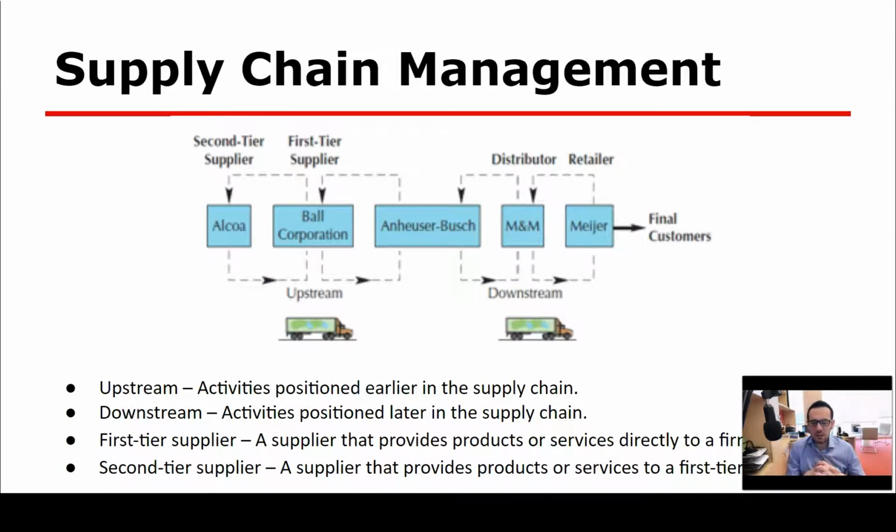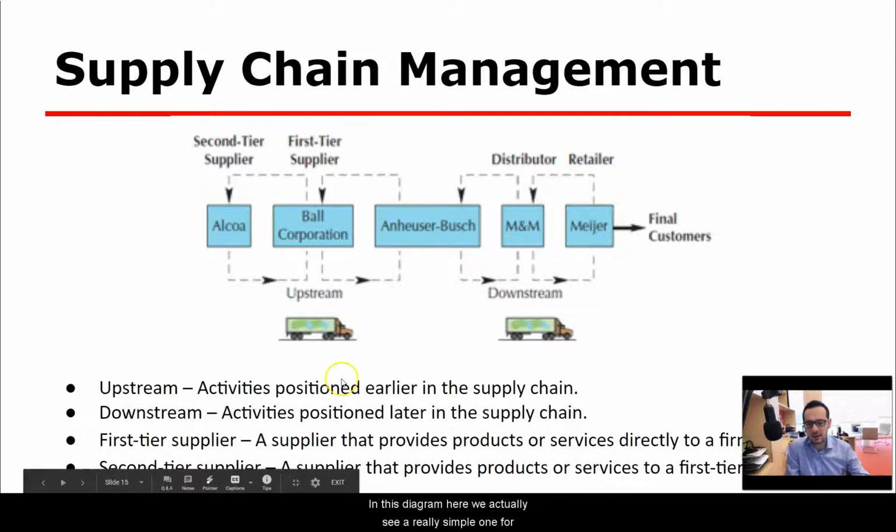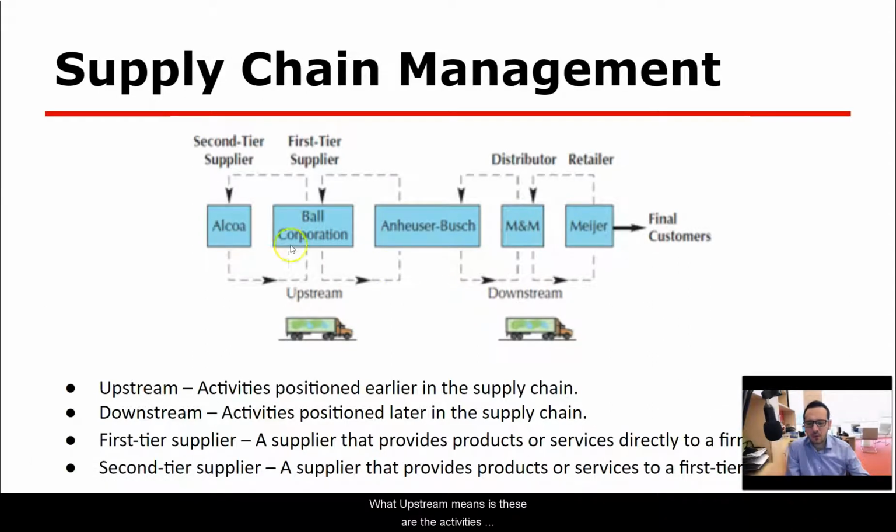So Anheuser-Busch has a very complex supply chain structure. In this diagram here, we actually see a really simple one for showing their upstream and downstream. What upstream means is these are the activities positioned earlier in the supply chain. And downstream means activities positioned later in the supply chain. Let's focus here for a while.